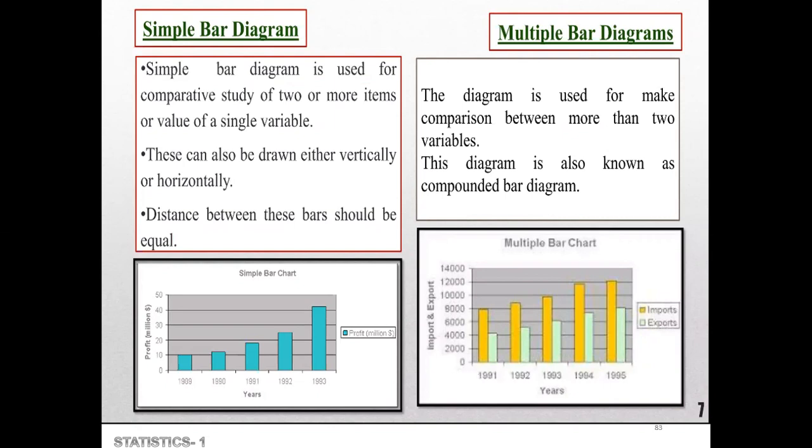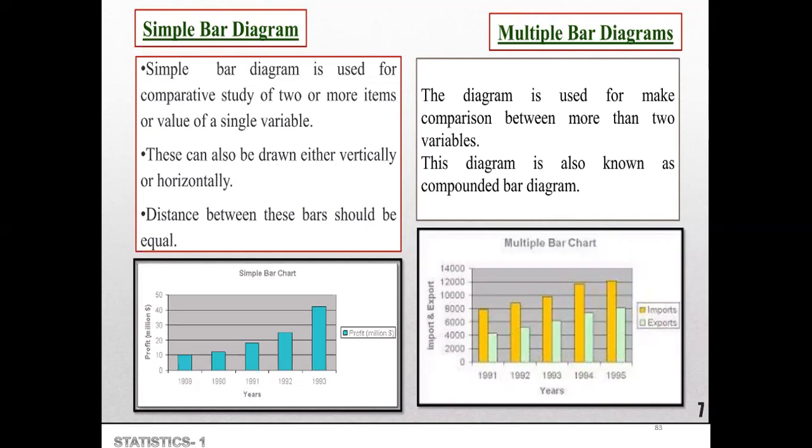A simple bar diagram is used for the comparative study of two or more items or two or more values of a single variable. This can also be drawn either vertically or horizontally, and here the distance between the bars should be equal. That is one important criterion you have to keep in mind.